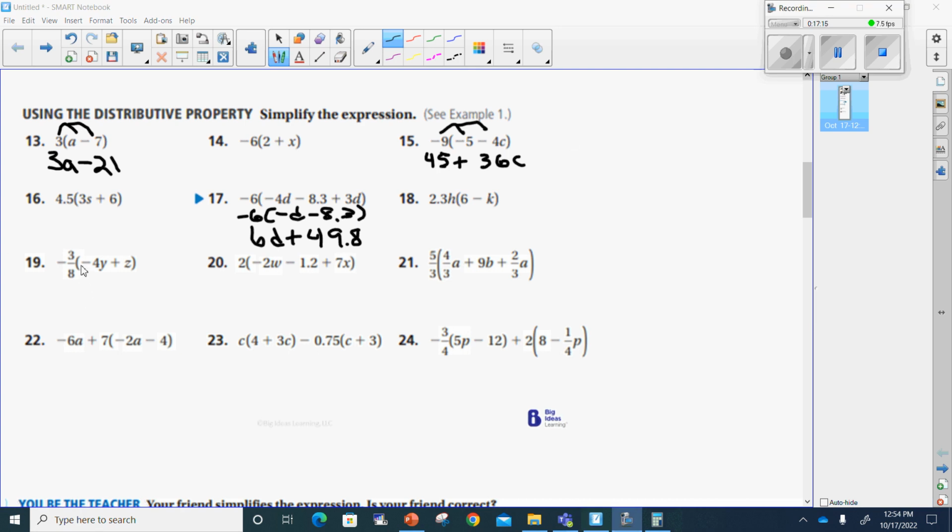Next to number 19, this time we're taking a fraction, multiplying it across. This isn't that hard really because I remember this is like over 1. Now with a 4 and 8 there, I can say 4 divided by 4 is 1, 8 divided by 4 is 2. Now I have a negative times a negative is a positive, so this would be a positive 3 over 2, y.